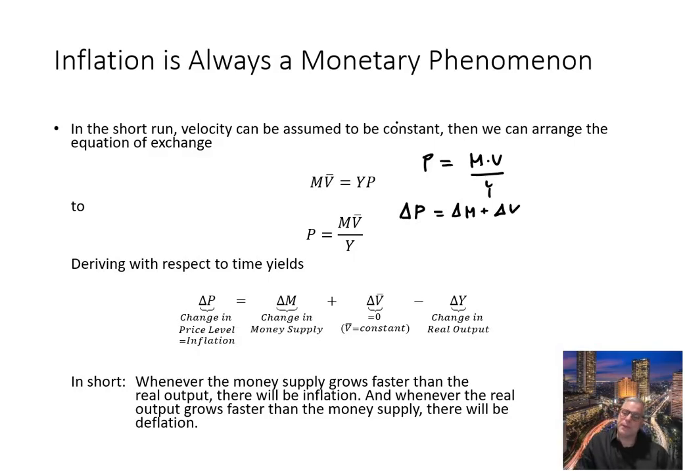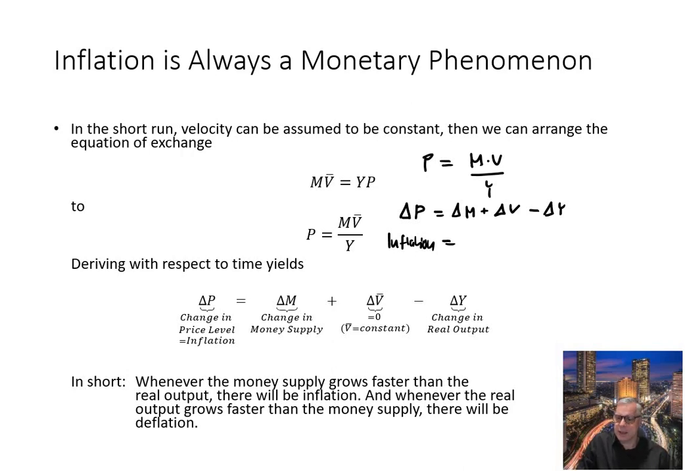Okay, so whenever you take a differential, then terms that are multiplied are being added, but things that are divided are subtracted. So minus delta Y. So the change in the price level, so the price level is a stock variable, but the change, that is a flow. So that is basically inflation. The change in the price level, that's inflation.